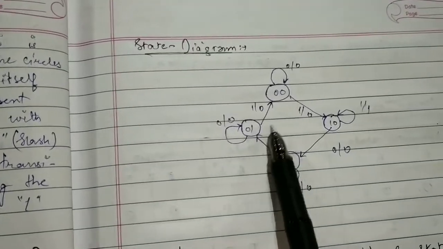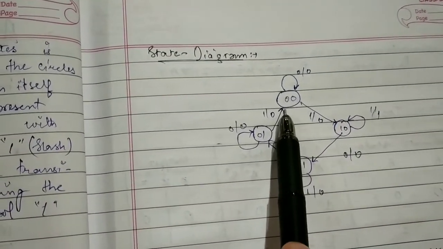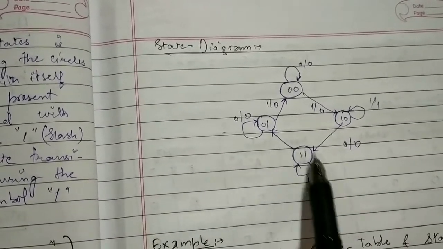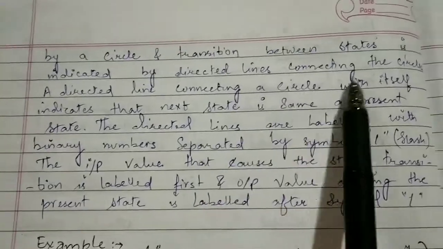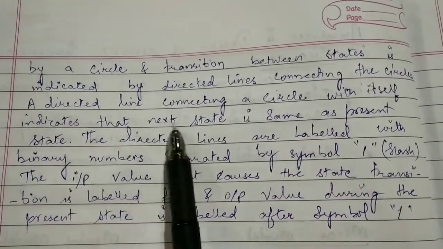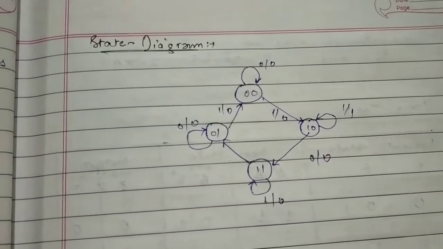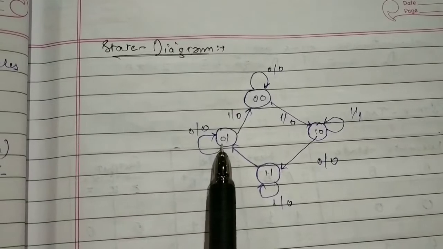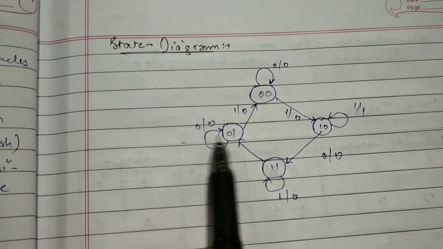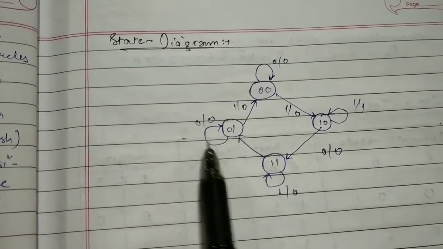As shown here in the figure, the transition between states is shown by directed lines, and each state is represented by a circle. A directed line connecting a circle with itself indicates that the next state is the same as the present state. Here it is called a self loop.